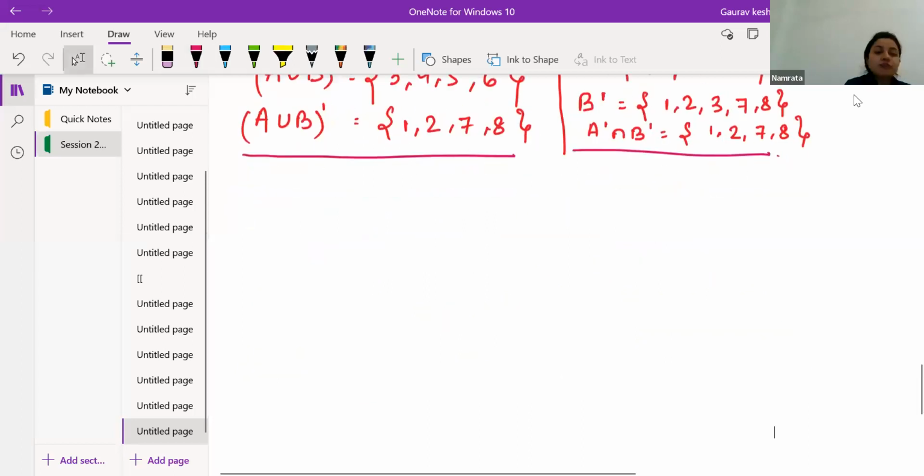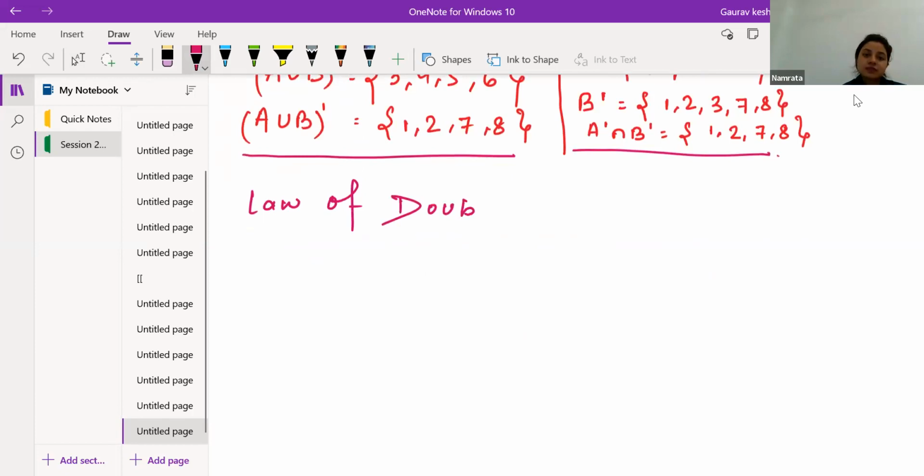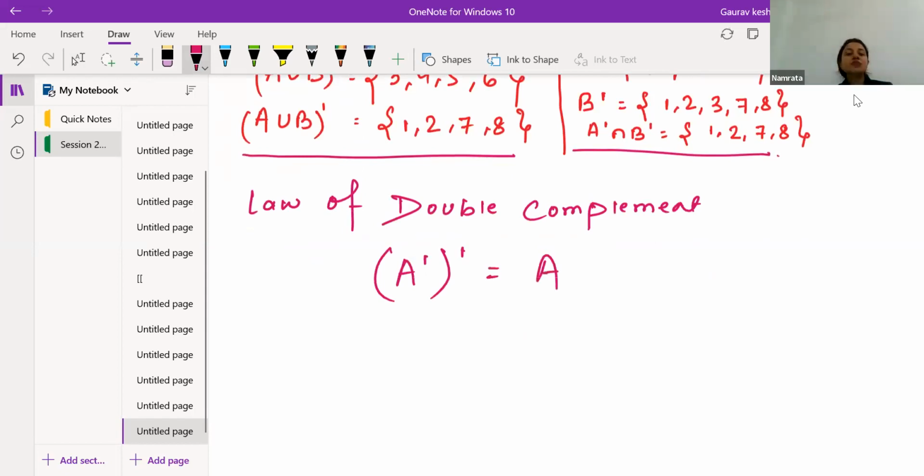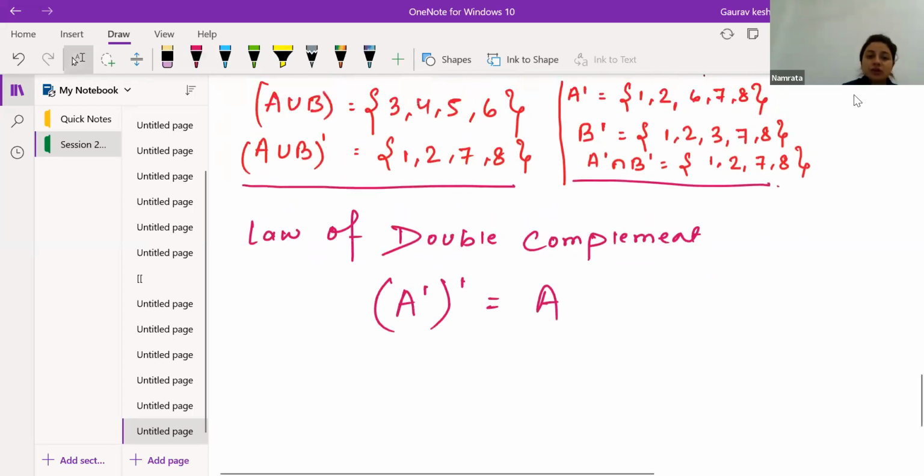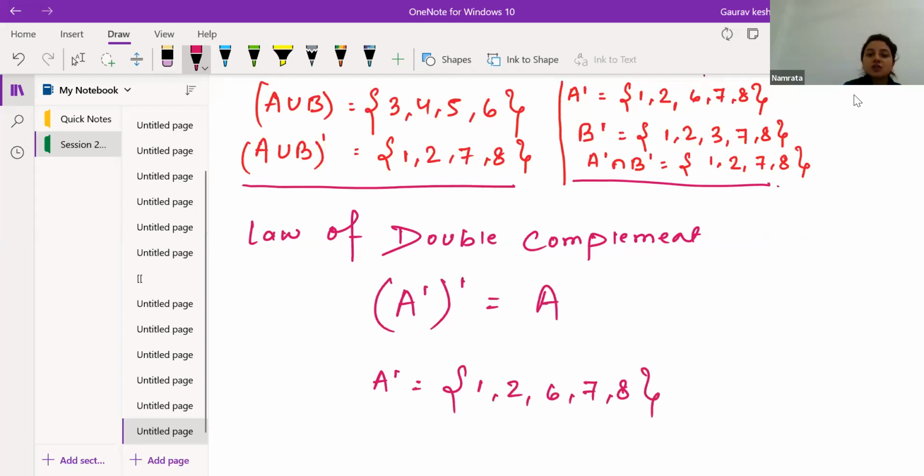Now we are having the law of double complement, which says that A complement, and again if you do the complement, you will end up having A only. If you check with the previous example, you will get the same. A complement we have already found, that is 1, 2, 6, 7, 8. And the universal set was 1, 2, 3, 4, 5, 6, 7, and 8.